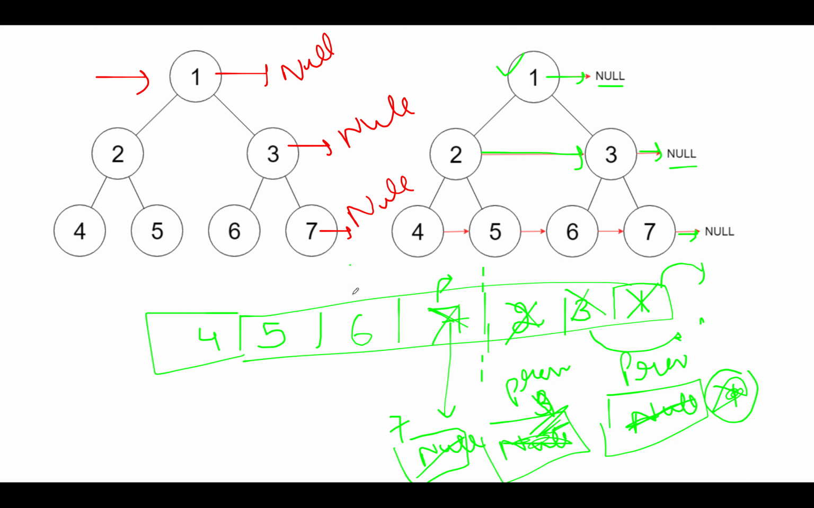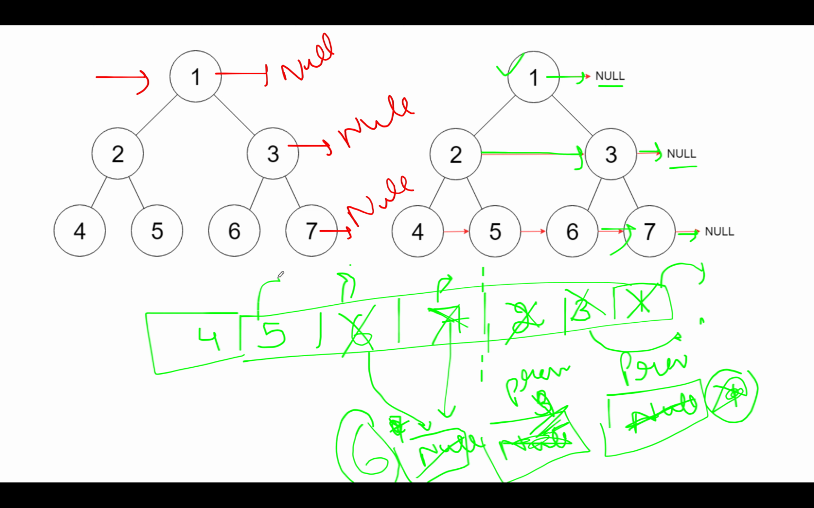Let's proceed ahead. Next, we'll pull out 6 from the queue. Now 6.right will point to 7. So far, so good. Along with this, we'll make an insertion for its children. There are no children of 6, so we will simply delete this node from the queue. This is gone. We'll also update the previous node to 6.